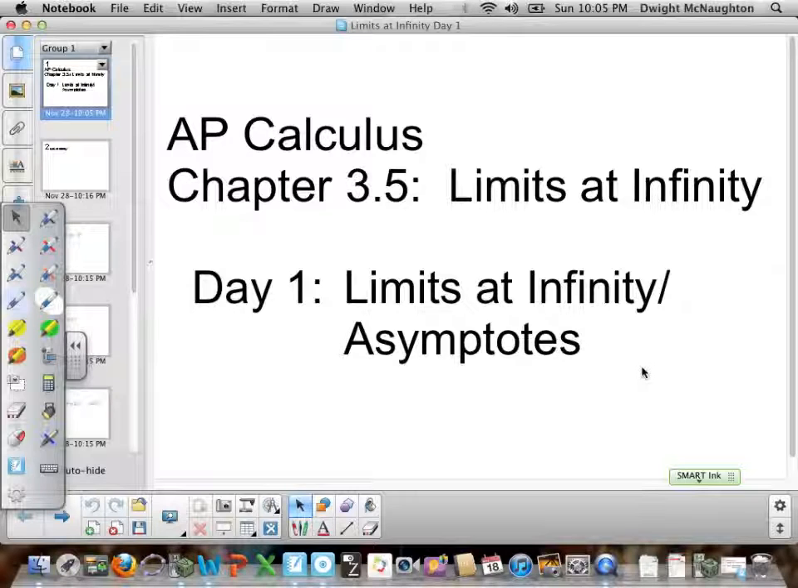Chapter 3.5, Limits at Infinity. Day 1, Limits at Infinity and Asymptotes.